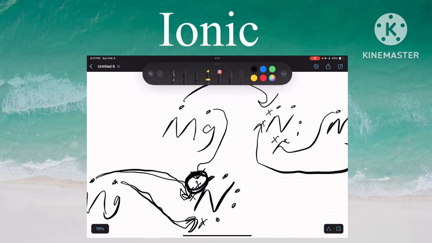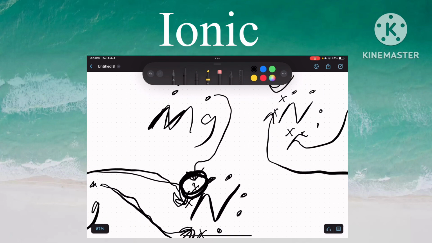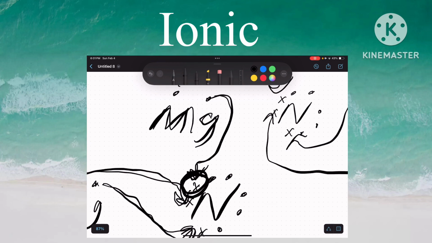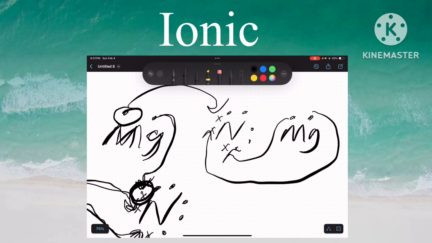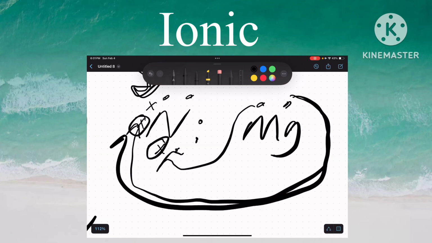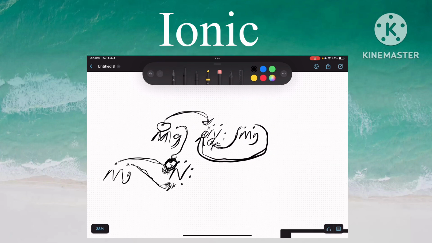So they call on another Mg to give, but the Mg still has another one left. So it calls another nitrogen to give it to. But the nitrogen still has two left. So it calls another Mg to give both. So that's how that would work for the example.